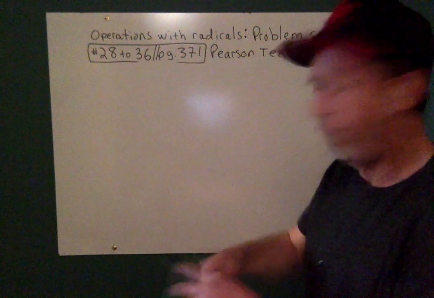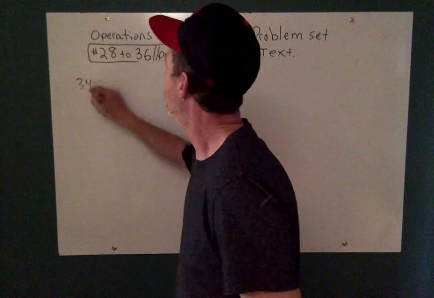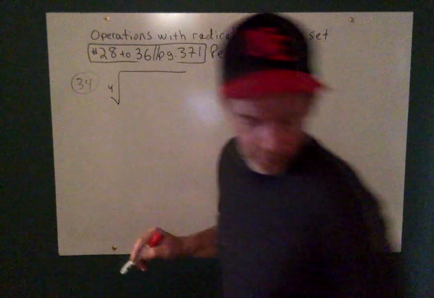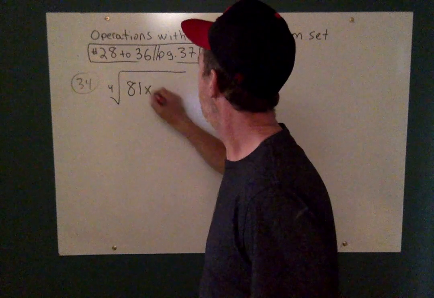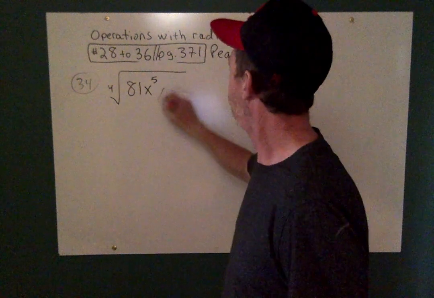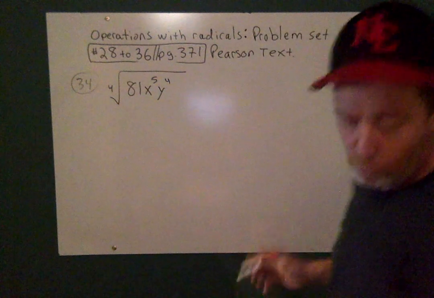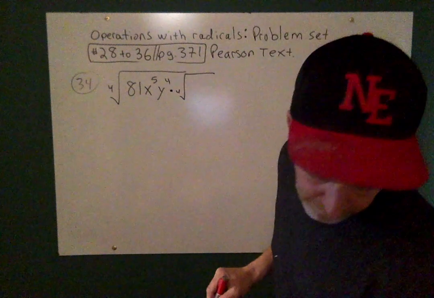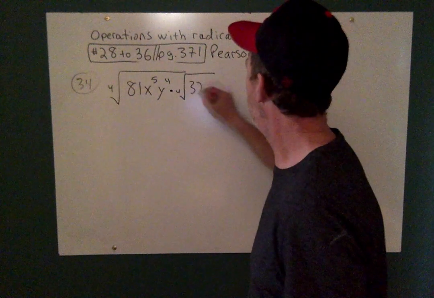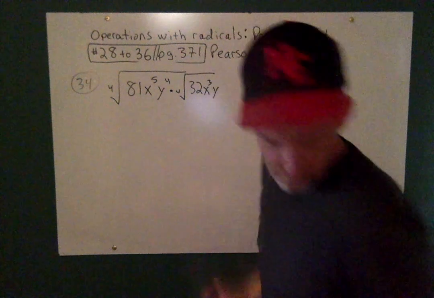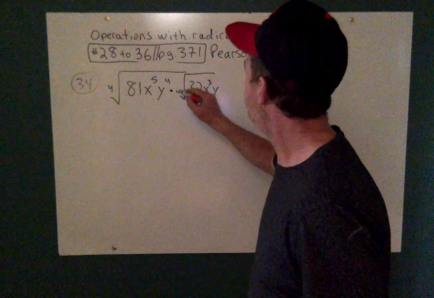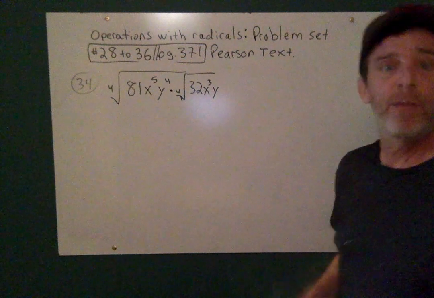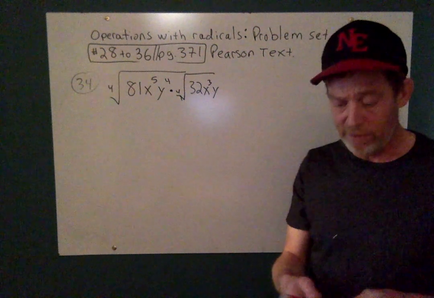In fact, let's jump up to 34. All right, we have the 4th root of 81 x to the 5th y to the 4th, times the 4th root of 32 x to the 3rd y. I have to watch how I'm writing as my board is only so long. And you can see why I attach the files of the problems, as my writing isn't so clear all the time. So if you can't see the writing, please follow along with the text file I sent.